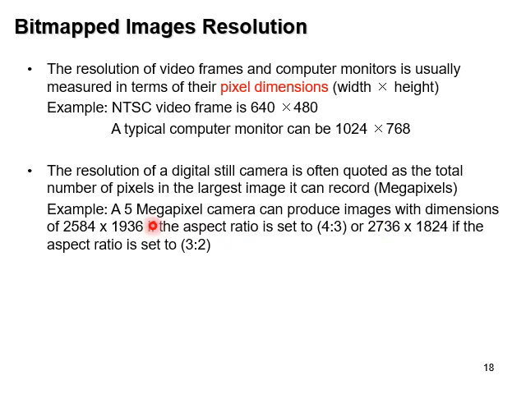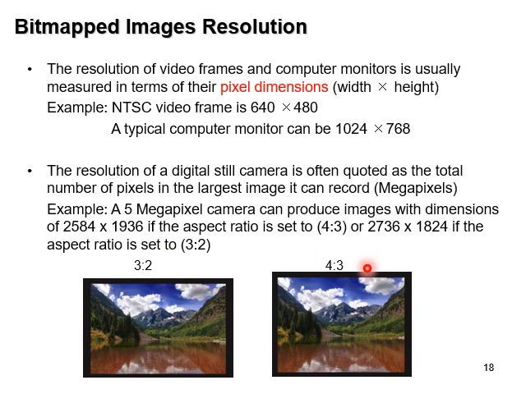Okay, so as an example, if we have a 5 megapixel camera, this 5 megapixel camera can produce images with dimensions 2584 by 1936. Actually, if you multiply these two numbers by each other, you get something close to the 5 mega if the aspect ratio is set to 4:3. And I'm going to explain what the aspect ratio is. Or it can display an image with 2736 by 1824 if the aspect ratio is set to 3:2. So what is the aspect ratio?